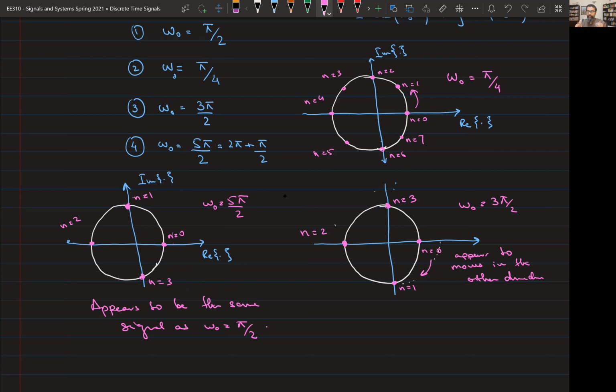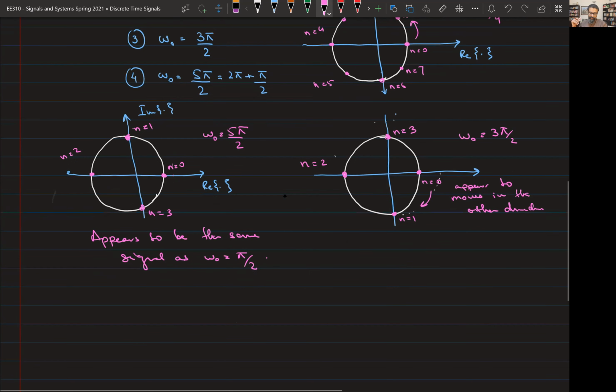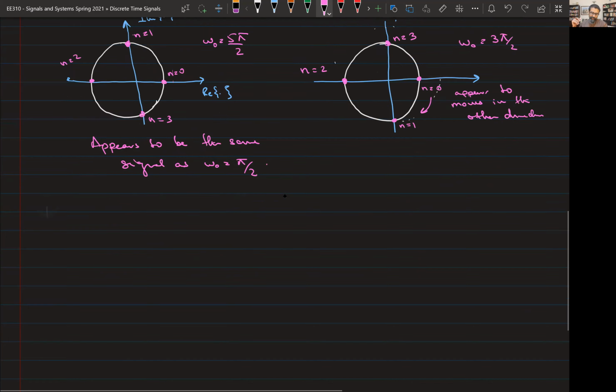And this is what we're going to try to formalize now, right? As we say, π/2 and π/2 plus 2π is exactly the same frequency. So can somebody generalize this for me? What do you think the general result should be there, therefore?